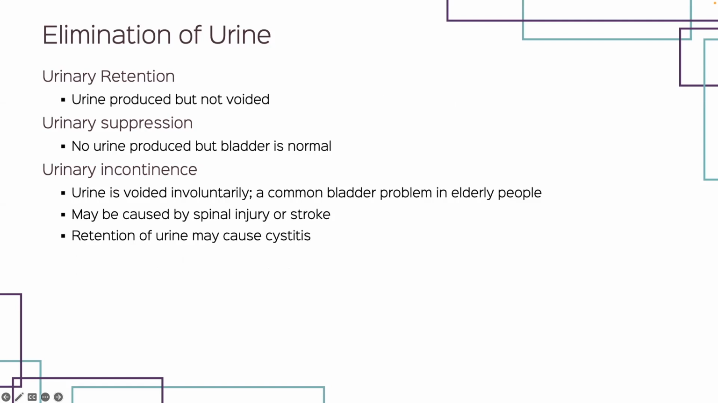Urinary retention is a condition in which no urine is voided, and the kidneys produce urine, but the bladder, for one reason or another, cannot empty itself. In urinary suppression, the opposite is true. The kidneys will not produce any urine, but the bladder retains the ability to relieve itself. Urinary incontinence or enuresis refers to involuntary voiding, or the loss of urine. It most commonly occurs in an older child or an adult.